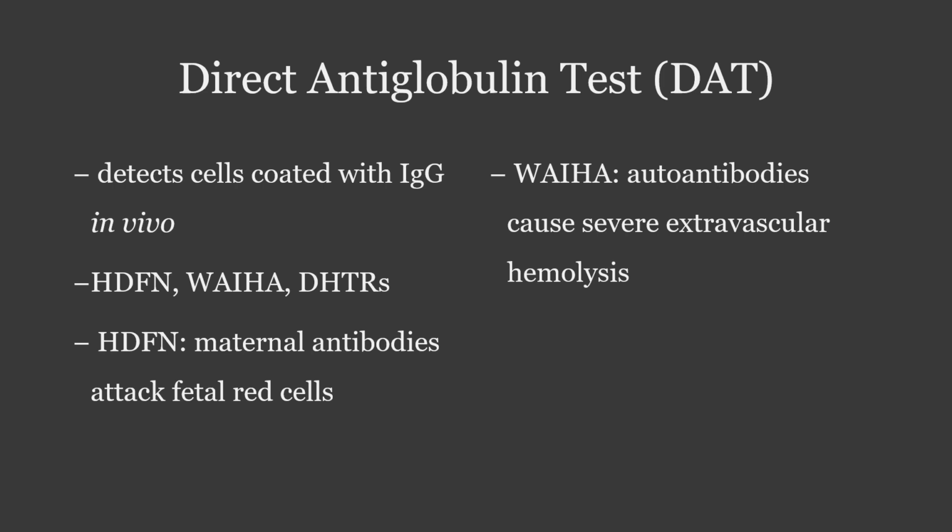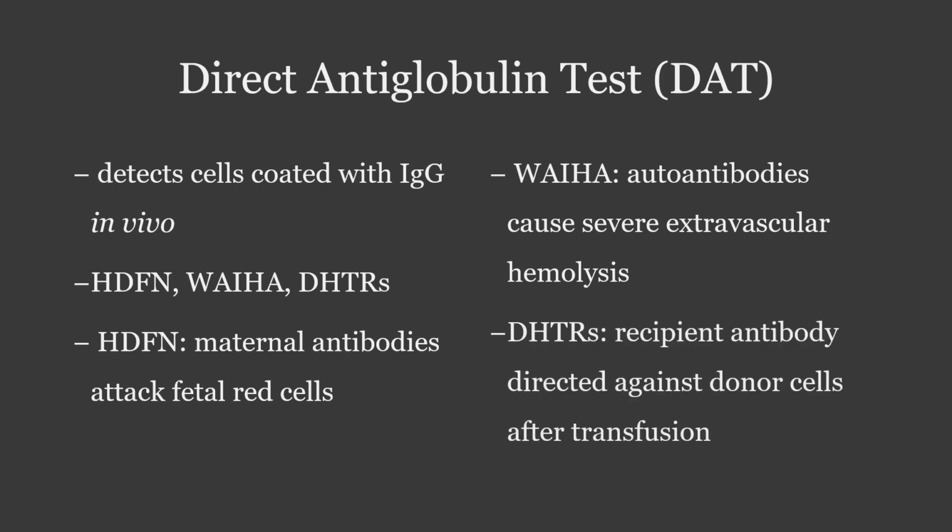In WEHA, or warm autoimmune hemolytic anemia, autoreactive IgG can cause severe extravascular hemolysis and anemia. In DHTRs, or delayed hemolytic transfusion reactions, patient antibody is directed against donor red cells, which are eventually hemolyzed in the spleen. Each of these conditions can potentially be detected with a positive DAT.